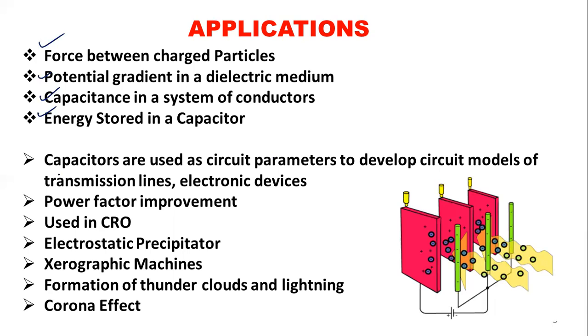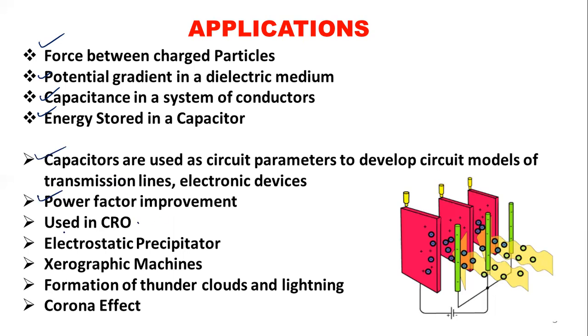As I told, capacitors. Next semester when you study power systems, you study transmission line parameters. Transmission line parameters means resistance, inductance, and capacitance. So the transmission line capacitor is an electrostatic application, and you will study this in this module. Then capacitors are used for power factor improvement. We know the power factor should be close to 0.9, so capacitors can be used for power factor improvement.